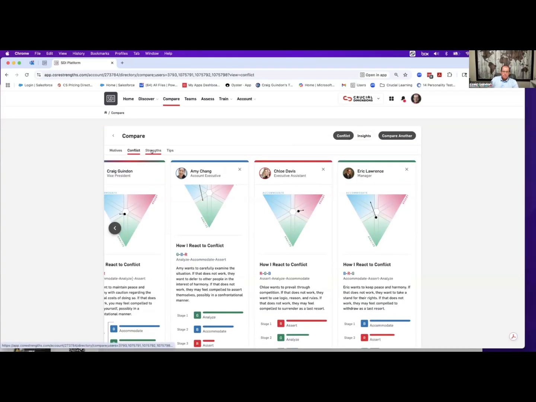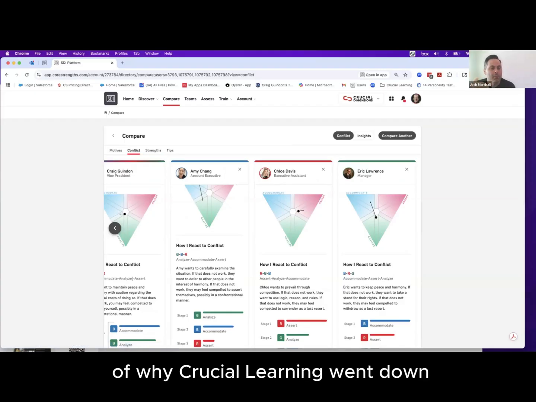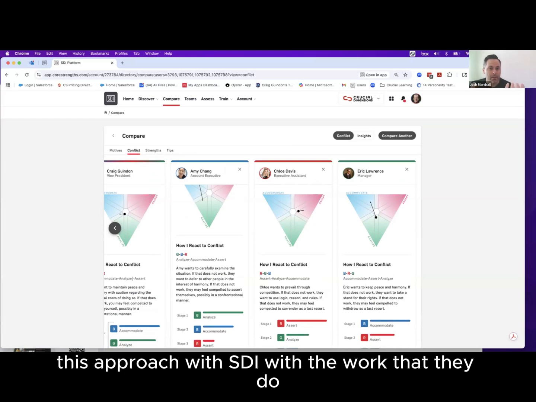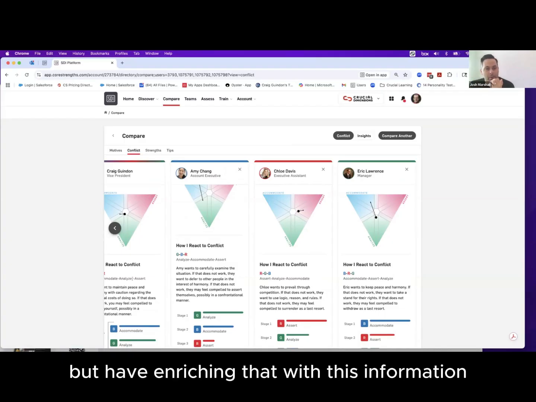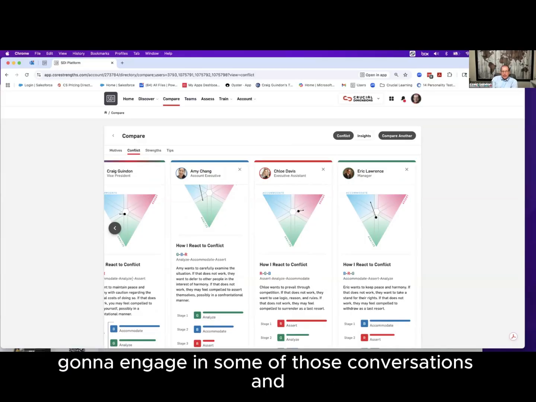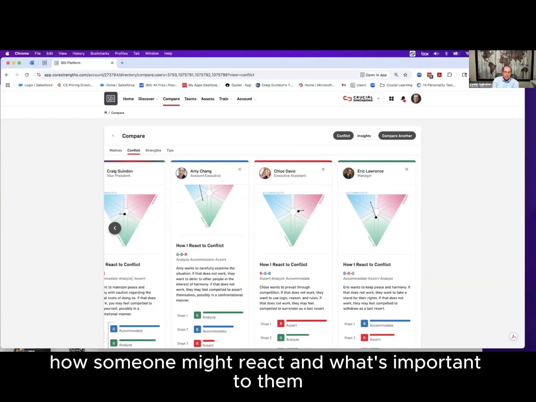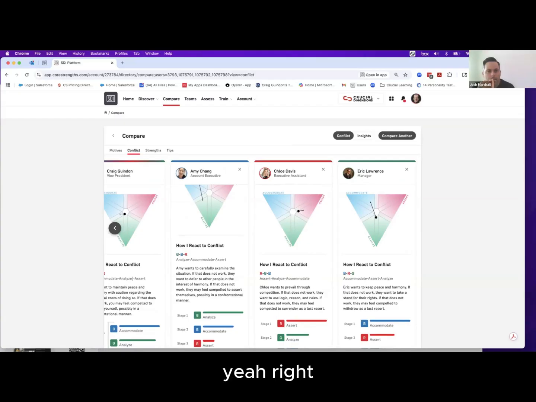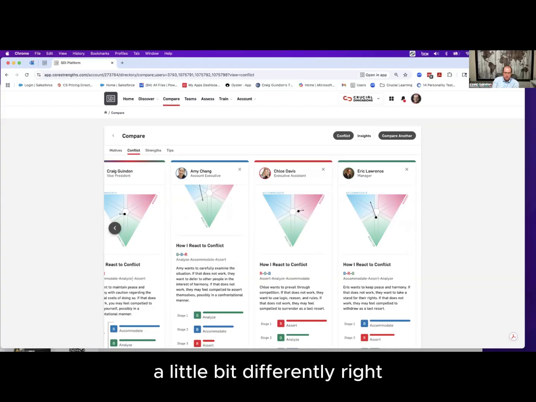Okay, Craig, you'd probably say this is really the essence of why Crucial Learning went down this approach with SDI, with the work we do with our training and embedding these skills, but enriching that with this information. Yeah, absolutely. When you're going to engage in some of those conversations, and how someone might react and what's important to them, you can engage in that shared pool of meaning a little bit differently, right?